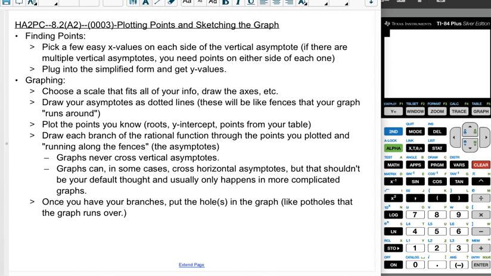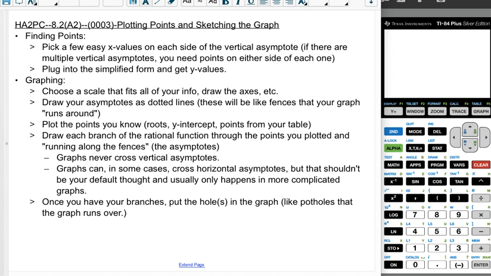You're going to draw the asymptotes as dotted lines, both the vertical and horizontal or vertical and slant. Those are going to be like fences that your graph's going to run around. Picture your graph sort of being a dog in this situation running along the side of the fence. You're going to plot the points that you know, the roots, the y-intercept, the points from your table, and you're going to draw each branch of the rational function through the points that you plotted running along the fences, the asymptotes, right? Graphs never cross vertical asymptotes, but graphs can, in some cases, cross horizontal asymptotes.